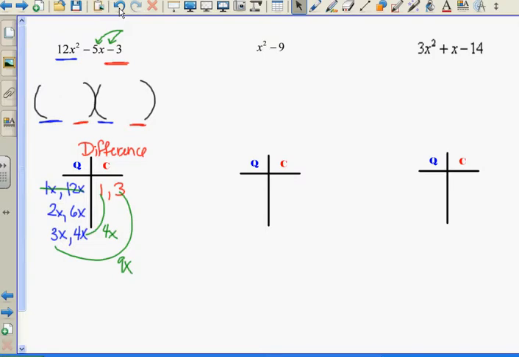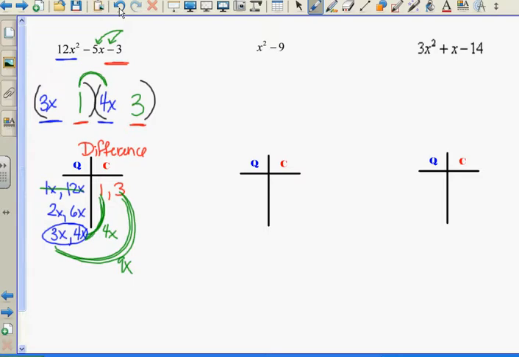Okay, so we know that we want the 3x and 4x. And now we just need to be careful where we place our 1 and our 3. So we knew that we wanted the 1 to link up with the 4x. So that means I've got to put the 1 in the other parentheses from the 4x so that I actually get to multiply them. And then I know that I want the 3 to link up with the 3x, so those have to go in opposite parentheses. So I'm going to put this 3 here.